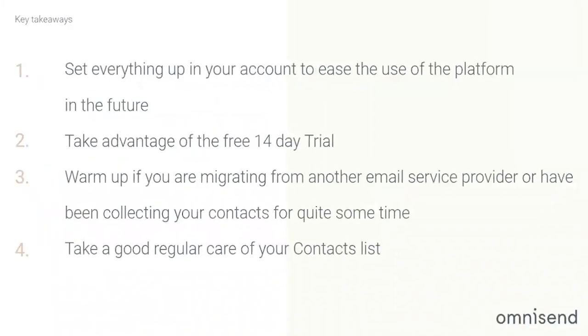Finally, let's talk about some key takeaways from this session. So number one, set everything up in your account because that will actually ease the use of the platform in the future. Add your company details, add your logo, default social links, verify your sender's name. That information will be automatically populated in your email campaigns and in any campaigns and automation. So that will be very useful for you in the future.